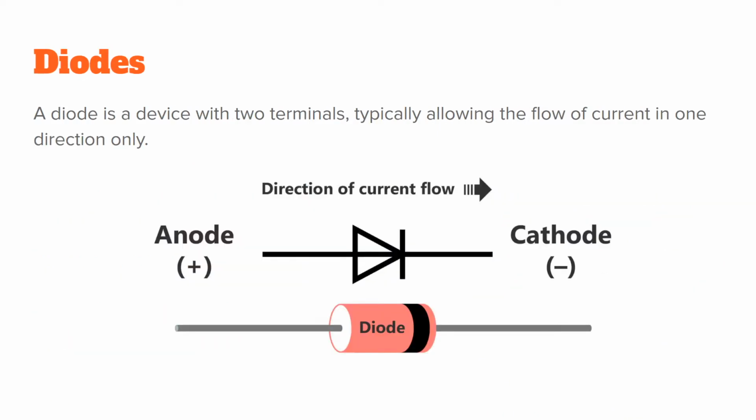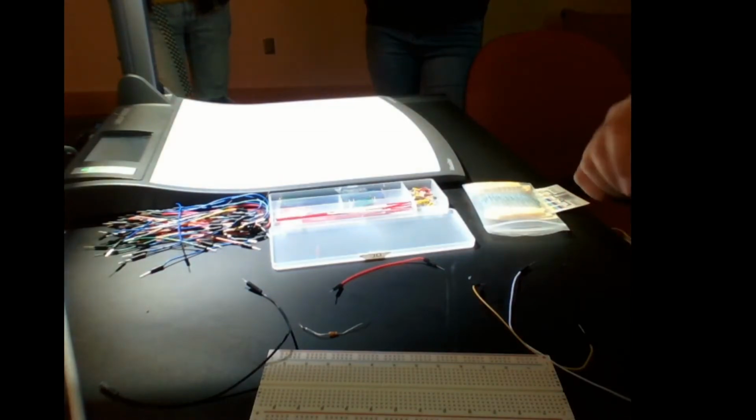So this one I actually do have a demo for. Let me make sure that we are all set here. So a diode is a device with two terminals, but it only allows flow of charge in one direction. So I'm going to demo this a little bit, and bear with me while I build my circuit.